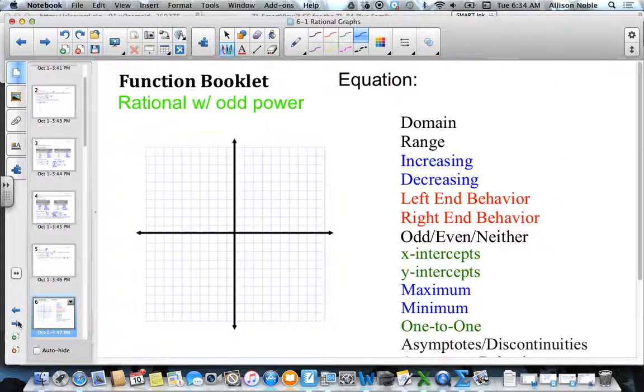I know on here it says function booklet. Ignore that. That's from last year. But we are going to draw the parent function in here, and you need to know this function. You need to know this parent function just like you know the parent function for a parabola.